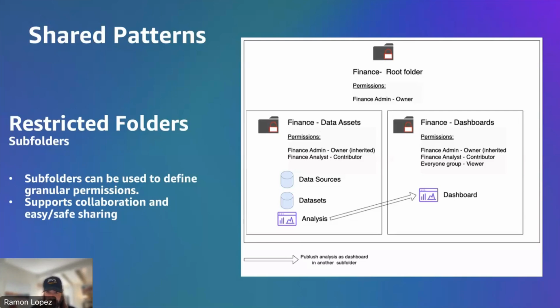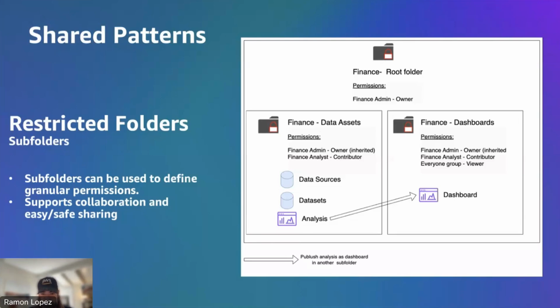So enters the second folder, the second subfolder in our finance root folder, which is going to be a dashboard folder. So you have one folder, the data assets on the left, where you put all your raw components. And then you have another folder on the right where you have all of your dashboards. This dashboards folder is going to have different permissions than the data assets folder on the left. And in particular, it's going to have a group of users that are going to have viewer permissions on the dashboards in this folder. So what this will allow, or it'll create, is that those readers, those viewers, those personas that need to access the dashboard that do not need to access all the other assets will only see the dashboards when they get into QuickSight.